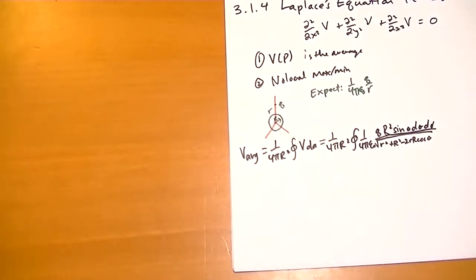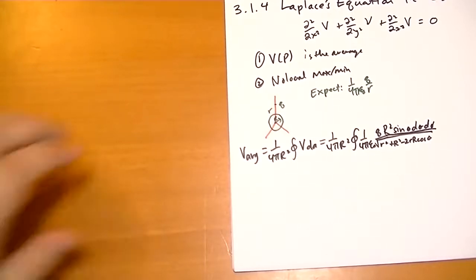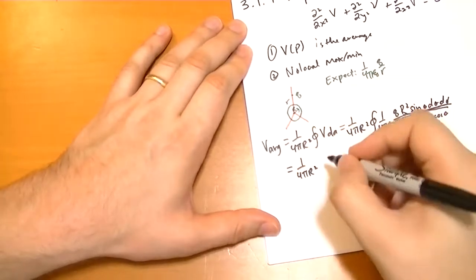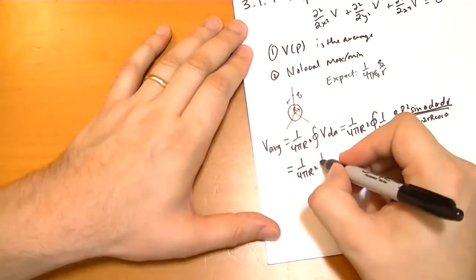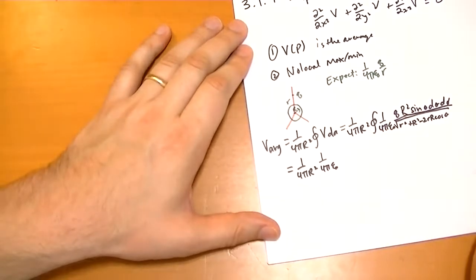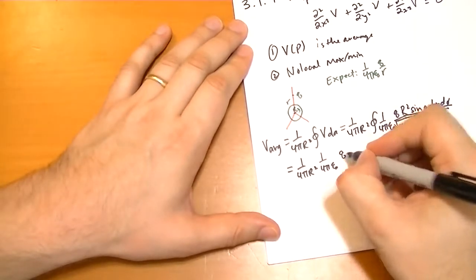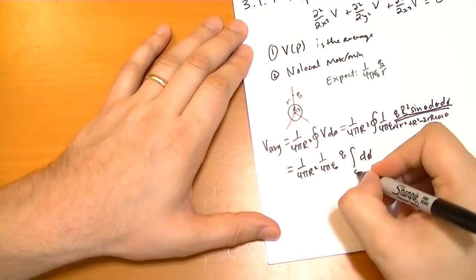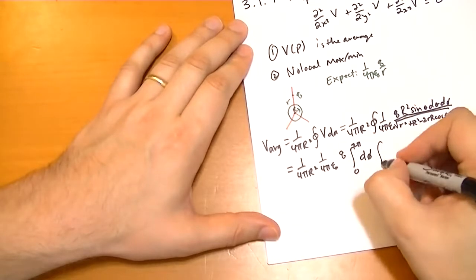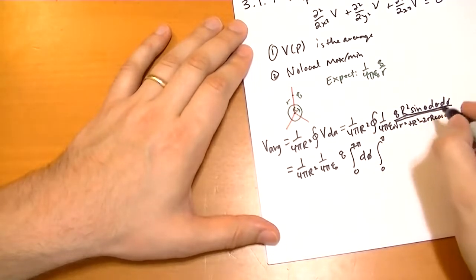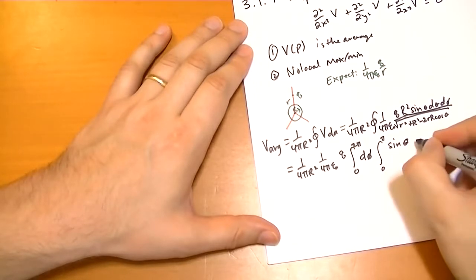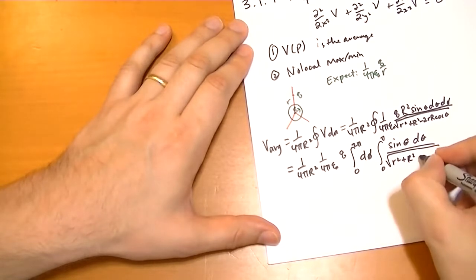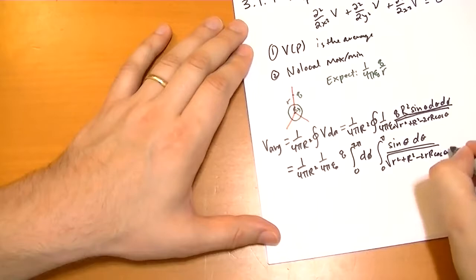Okay. The next step we're going to do is bring out some terms. That's the surface area of the sphere. And then we're going to bring out 1 over 4 pi epsilon naught. And we can bring out q because that's constant. And we're going to have the integral of d phi from 0 to 2 pi, and the integral from 0 to pi of sine theta d theta all over the square root of r squared plus R squared minus 2rR cos theta.